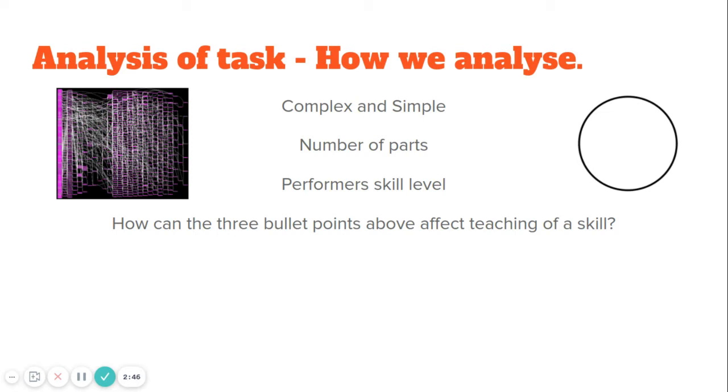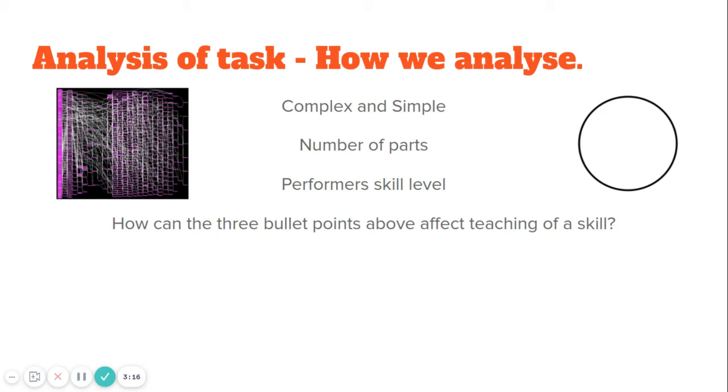Number of parts is very similar to complex and simple. Skills can also be broken down by the number of parts they contain when they are delivered. As a rule of thumb, the more component parts a skill contains, the more complex the skill is likely to be. So something that has a very low amount of component parts is often referred to as a simple skill.